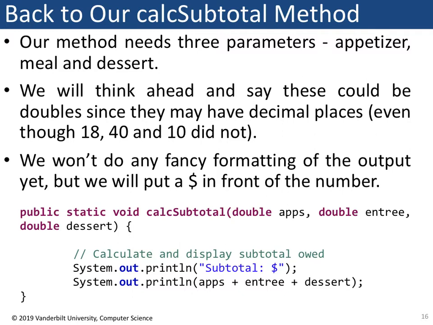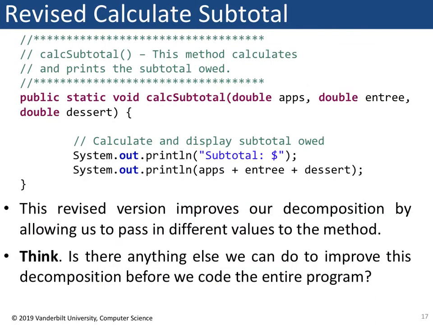So notice that printline, we said, is a method. So we are passing a parameter to the printline method, and we are passing it an expression which evaluates to the summation of the apps, entree, and dessert. And so the value which this expression evaluates to, in the case of 18, 40, and 10, is 68, and therefore 68 is the value that is given to the print line method. So here is the current state of our calc subtotal method.